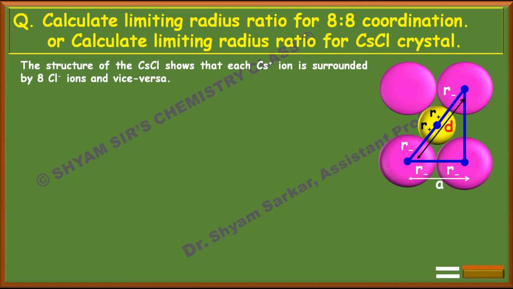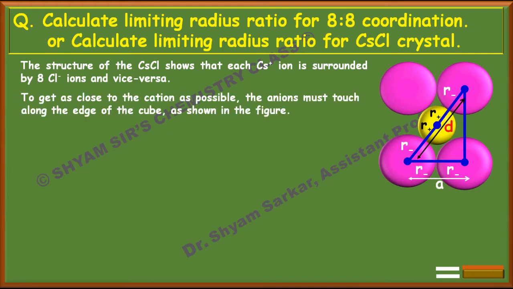Okay, now see, to get as close to the cation as possible, that means they will just touch each other. So the anions must touch along the edge of the cube, as shown in this figure. If you see this figure, all the anions touch each other, and also the corresponding cation. The cation also touches all the anions. Here I represented the cation in yellow color and the anions in magenta color.